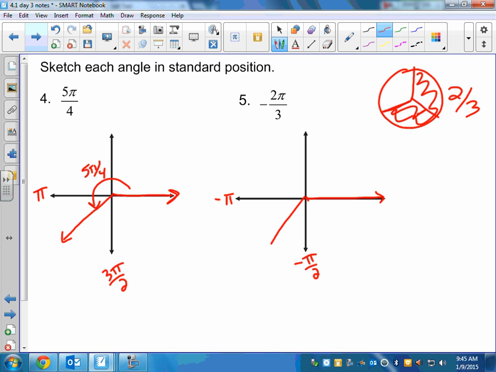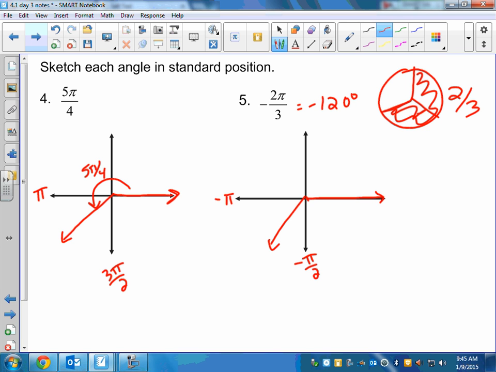Is that much different than that one over there? Maybe I didn't do such a good job. But it's a little bit different. It's a little bit closer to pi halves. I believe this is negative 120 degrees, if it's easier for you to think about that as opposed to 2/3 of pi. But that's what I want you to think about.